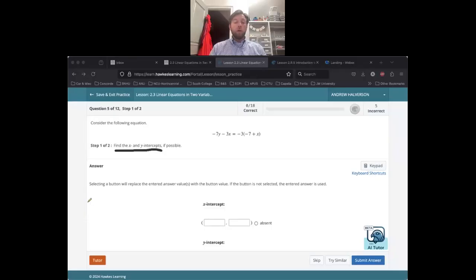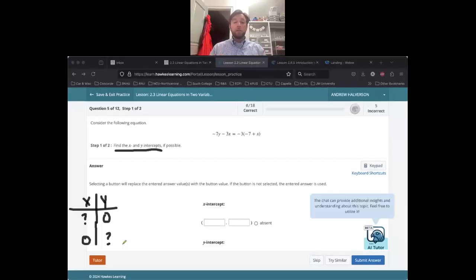So remember, the x-intercept is when y is 0, and the y-intercept is when x is 0. Essentially you're just plugging in 0 for the variables. To find the x-intercept, plug in 0 for y. So we come up to the original equation, plug in 0 for y, and then solve for x.